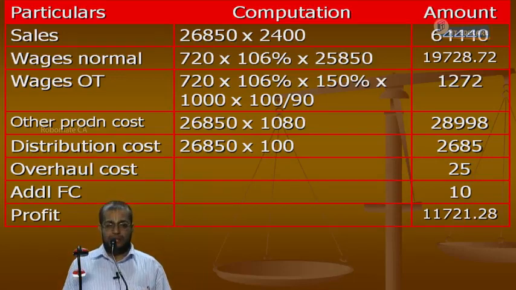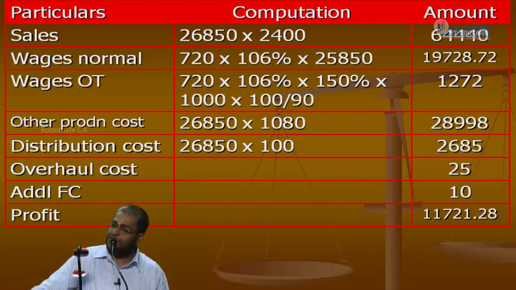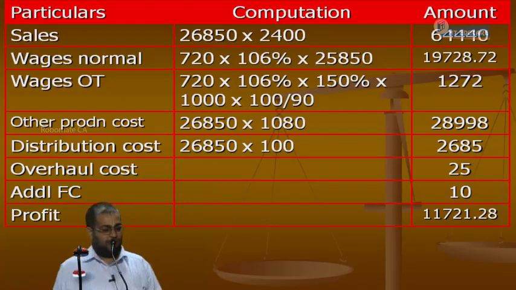5 lakhs? 5,45,000? Okay, 542.72. 542.72 or 5,42,720. Up to this, are you following or not?